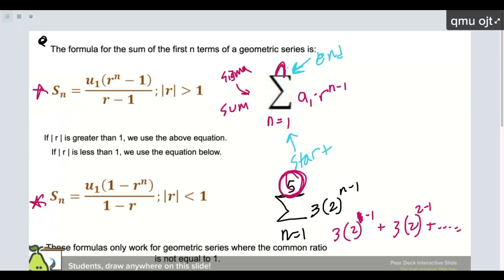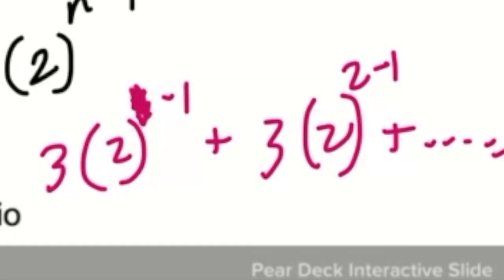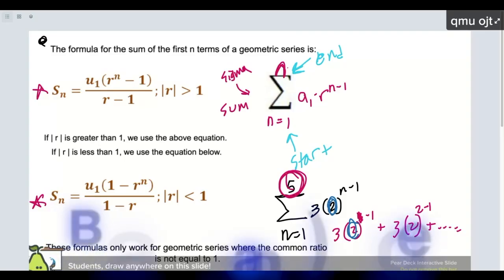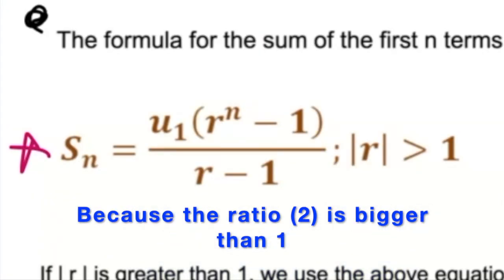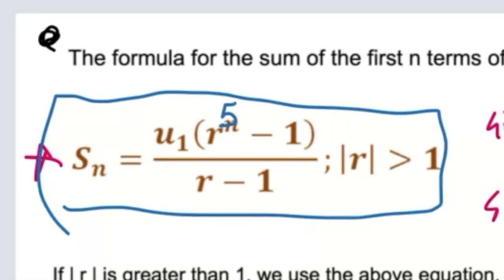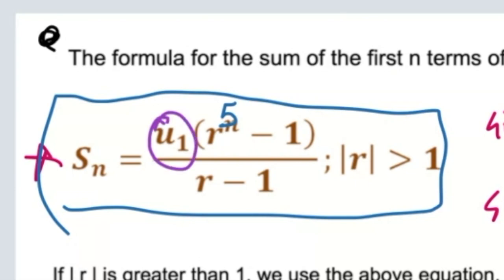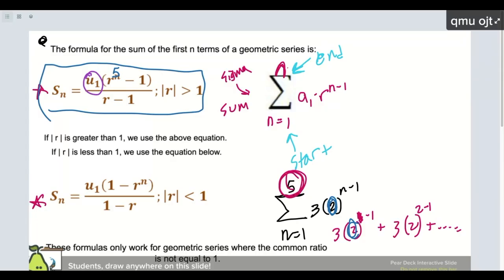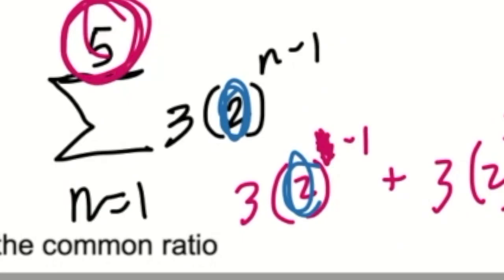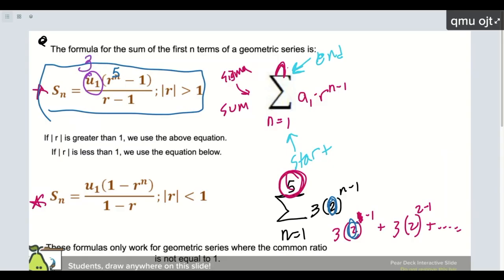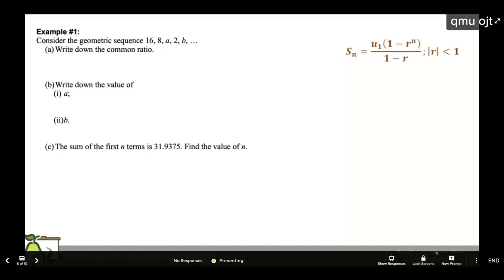And since my ratio is 2, 2 is my ratio, that means I'm going to be using this one. And I would put my 5 here, my u1, I'd solve this to figure out what it would be, and I'd put that here. If I put 1 minus 1, that means you get a 0 here. So 2 to the 0 power is 1, so my first term would be 3. And then ratio is 2, so 2 goes here, 2 goes here, like that. So once I know everything, I'm just plugging it in, just like the arithmetic sum.